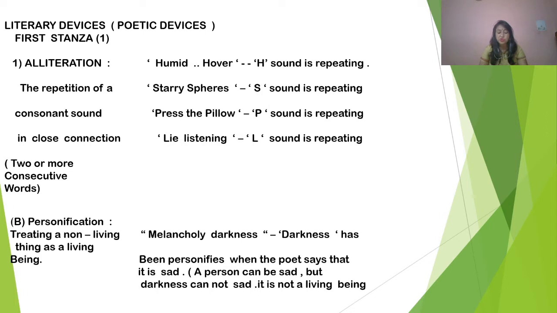Then one more, we would see cottage chamber is there, but when we pronounce cottage chamber, cottage, the K sound is being pronounced, isn't it? The consonant sound K is used here, and chamber, so it is not alliteration. So we have to remember this. The pronunciation, the sound, should be the same. Ho, so, po, lo, like that. Okay. So, lie listening, the L sound is repeating here.